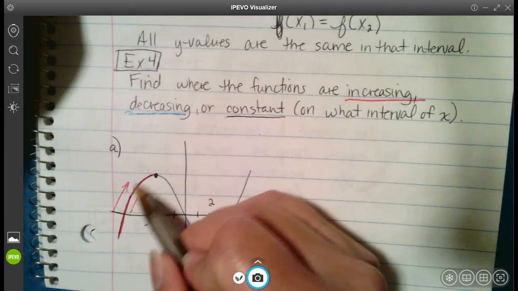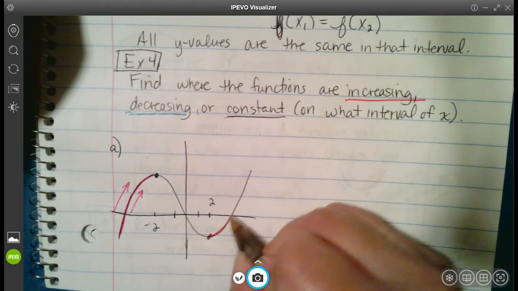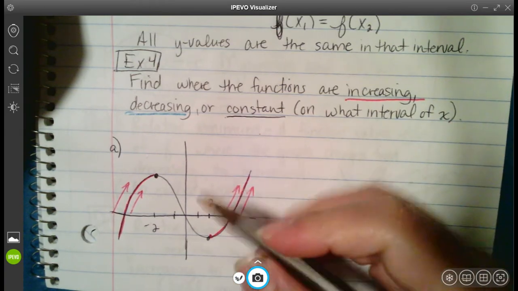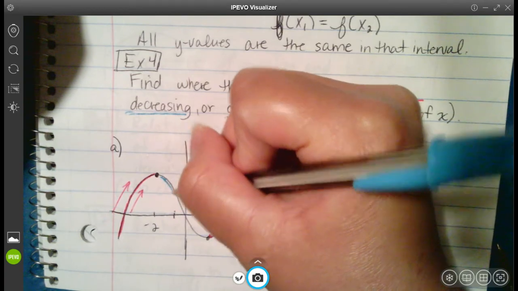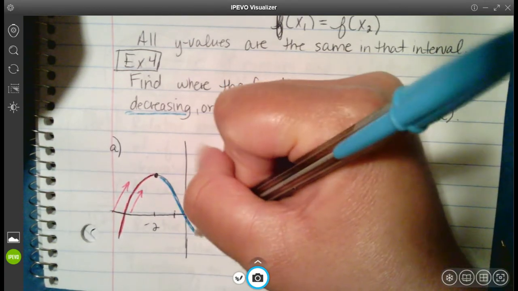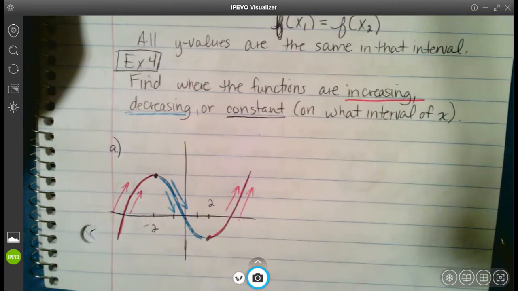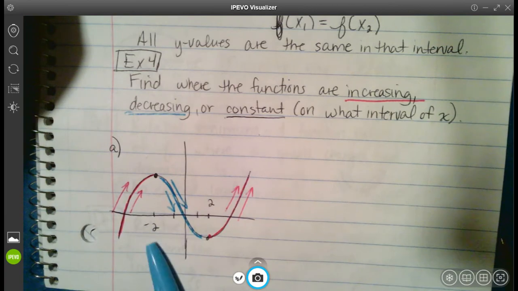So whoever was walking on this hill slid down. And then from here it starts to increase again, so my arrows are going up again here. In between, in the middle, it looks like it is decreasing here. Those points where this is happening, they're labeled for us here, at -2.